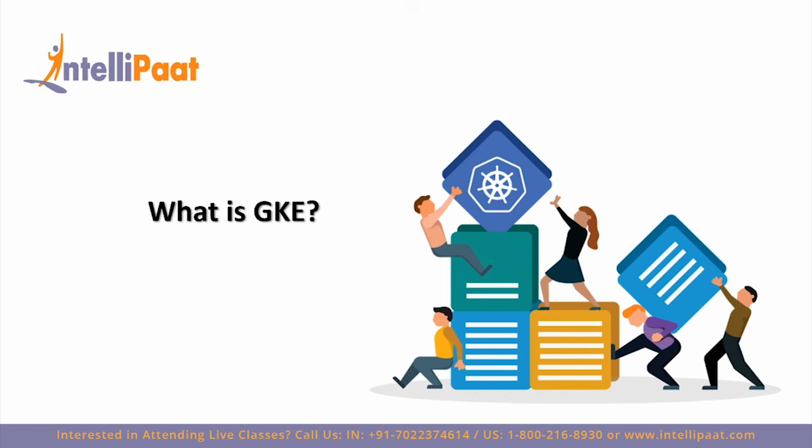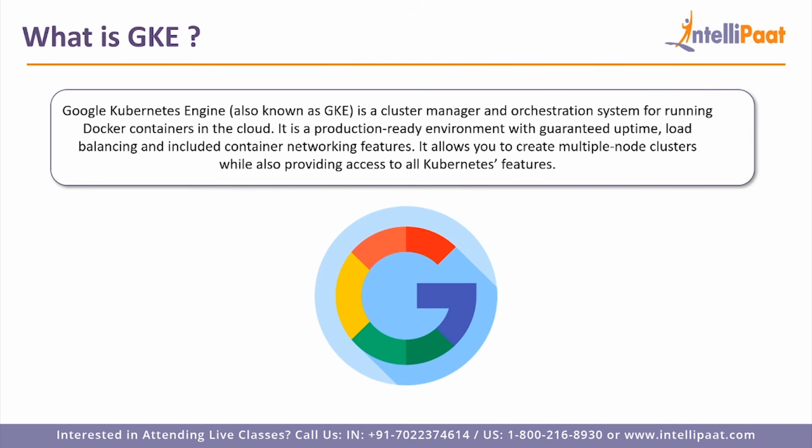Amazon has EKS, which is Elastic Kubernetes Service. Google Cloud Platform provides Google Kubernetes Engine, which is a Kubernetes service you can use to create and deploy clusters on Kubernetes and do a lot of different things with it. You have graphs and so on related to it. So let's have a look. Google Kubernetes Engine, also known as GKE, is a cluster manager and orchestration system for running Docker containers in the cloud. It is a production-ready environment with guaranteed uptime, load balancing, and container networking features. It allows you to create multi-node clusters while also providing Kubernetes features like self-healing, and all we just saw.